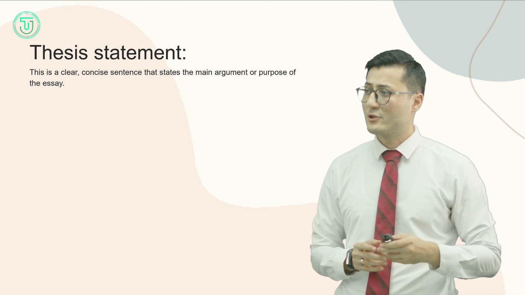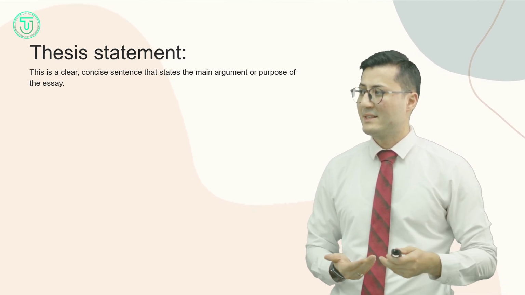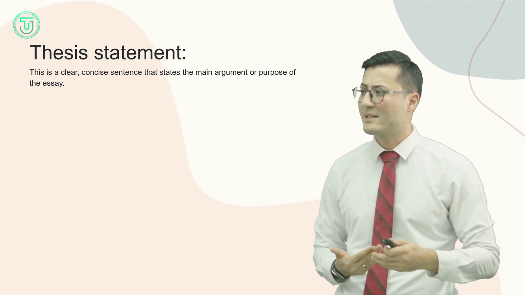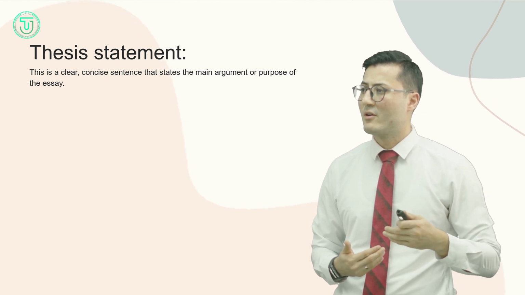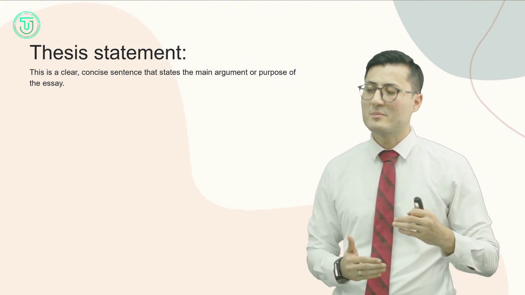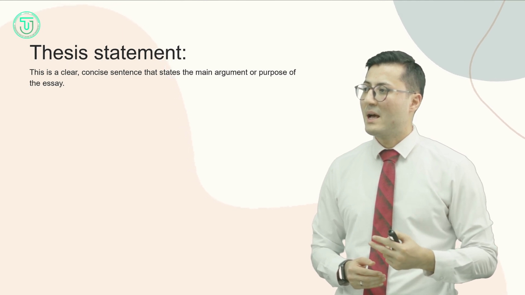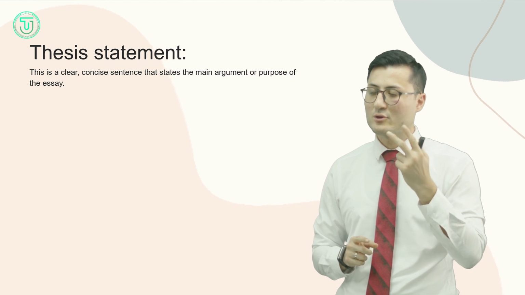So now the third element of an introduction is the thesis statement. So what is basically a thesis statement? This is a clear, concise sentence that states the main argument or purpose of the essay. The thesis statement comes at the end of your introduction and has two components. It's one sentence, but it has two components.